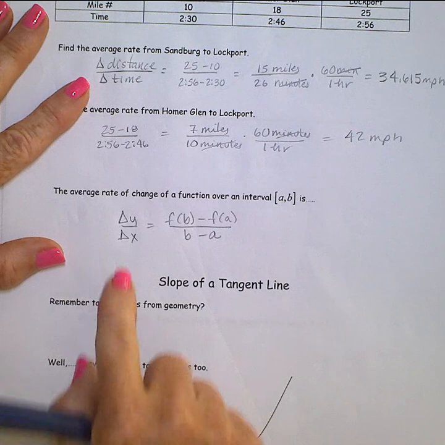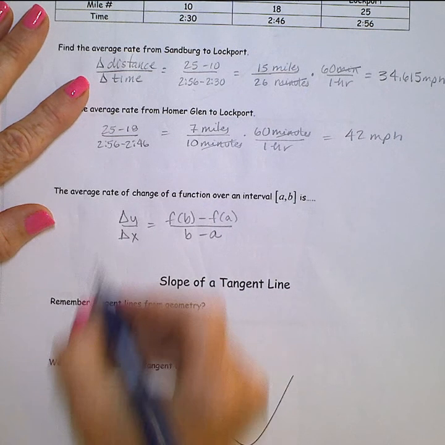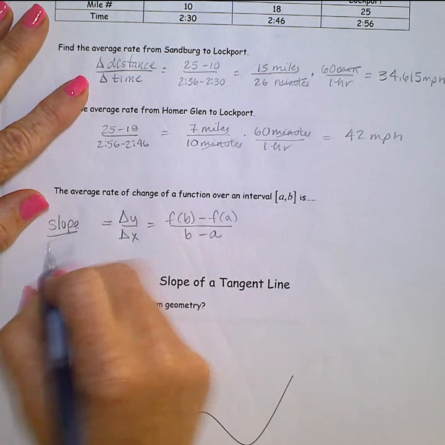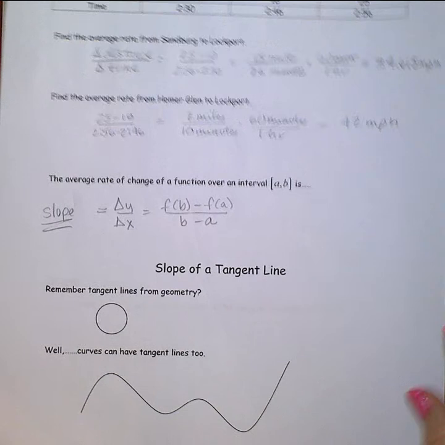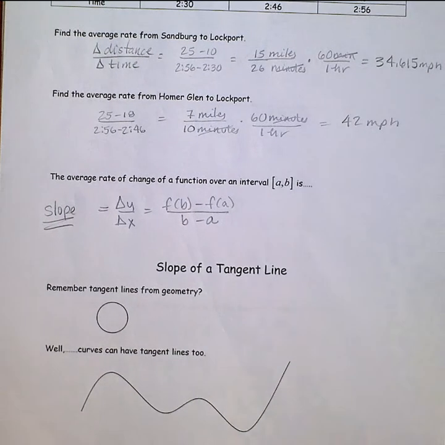We don't usually think of this as average rate of change. How do we always think of this? This is slope. Yep. Average rate of change is slope. Okay. Now, one of the things that becomes very, very important in calculus is slope of a tangent line. I need you to get some colored pencils and a ruler, please.